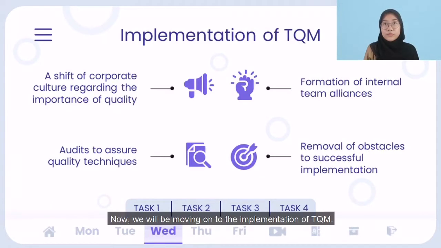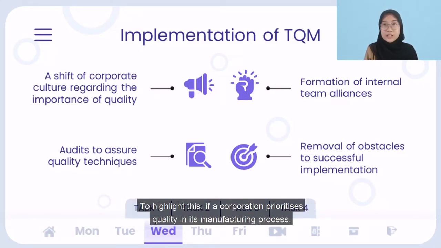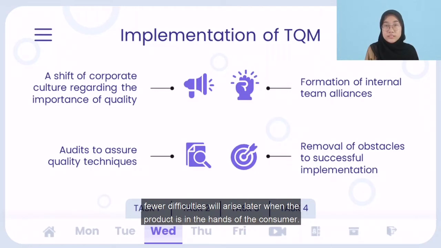Now we will be moving on to the implementation of TQM. The first implementation is to shift the corporate culture regarding the importance of quality. To highlight this, if a corporation prioritizes quality in its manufacturing process, fewer difficulties will arise later when the product is in the hands of the consumer.